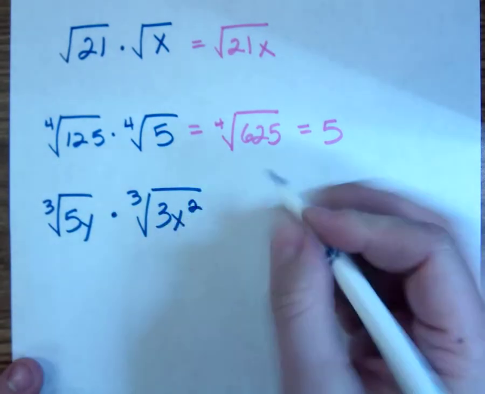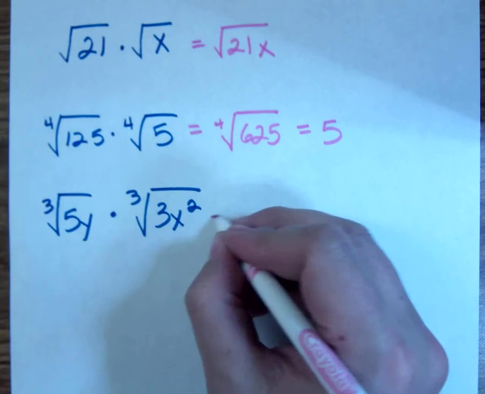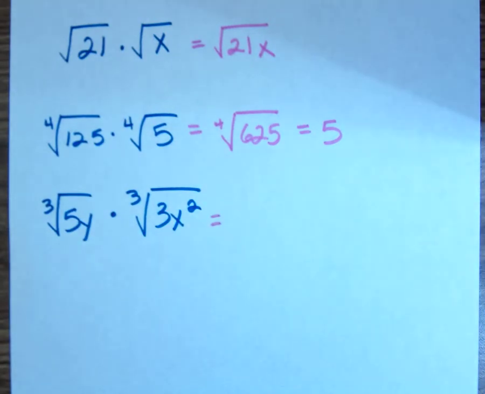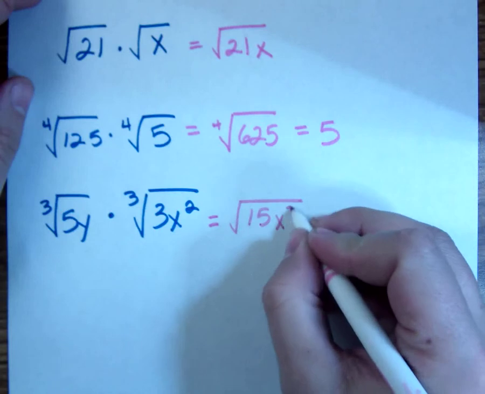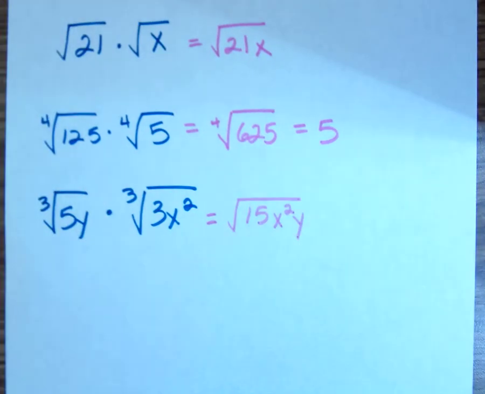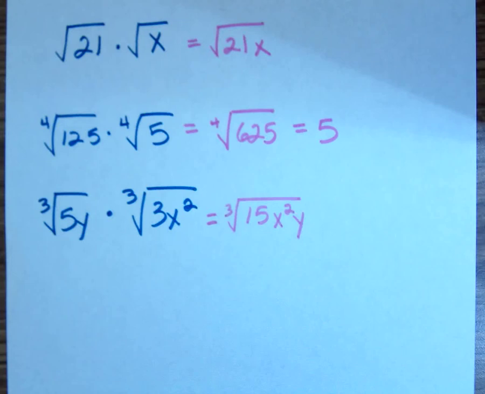This one's pretty great. Don't get mixed up that there's two different variables, x's and y's. Do the numbers first. 5 times 3 is 15. And then we've got an x squared, and then we've got a y, just like that. That seems all right. I don't think I can take the cube root of 15, so we're going to call it good right there. And that's it. That's all there is to it. That doesn't seem bad at all.